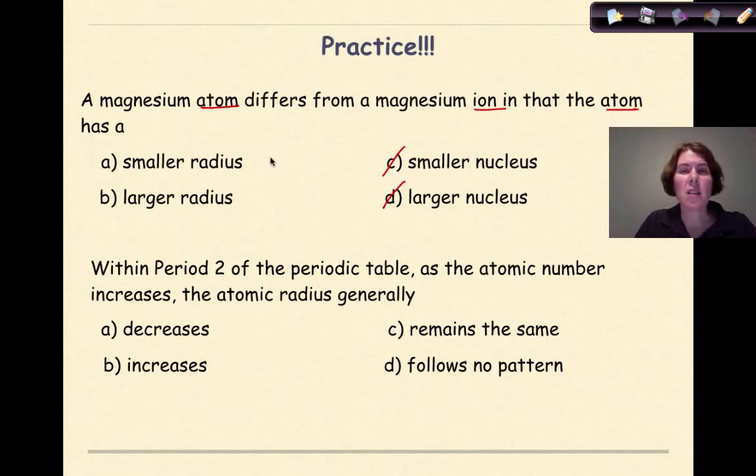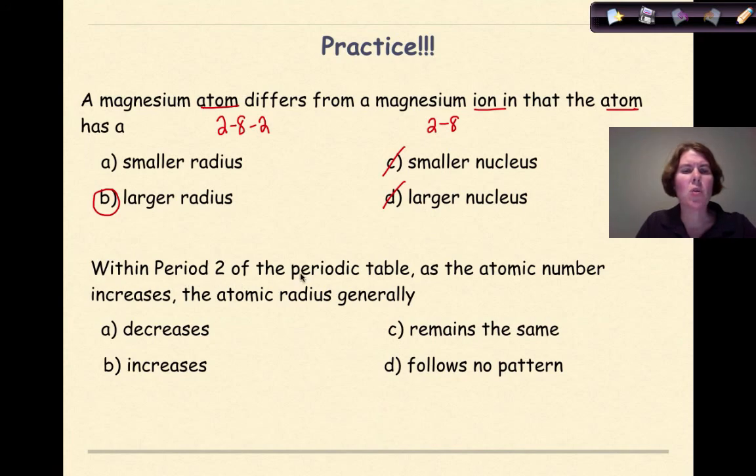Now, in a magnesium atom, we know the electron configuration is 2, 8, 2. And we know in a magnesium ion, which is Mg plus 2, the electron configuration is 2, 8, because it's going to lose that outermost shell. That means that a magnesium atom differs from a magnesium ion in that the atom, not the ion, but the atom will have a larger radius because it has the valence shell while the ion does not. Let's look at the next question.